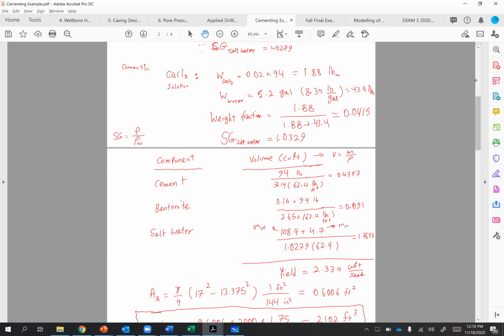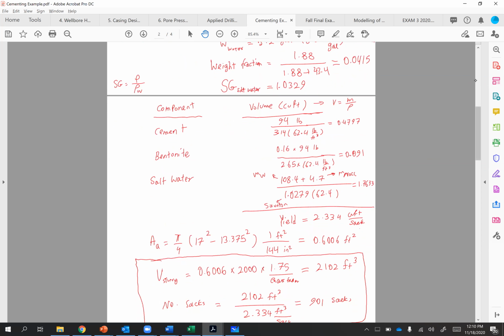This is divided by the specific gravity for the solution. So you have only one specific gravity value here, multiplied by water density, and you get the cubic feet volume of salt water. You add them together, and it gives you the yield of your slurry, which is 2.334 cubic feet per sack. That means that if you have one sack of cement only, it will produce 2.334 cubic feet of slurry.